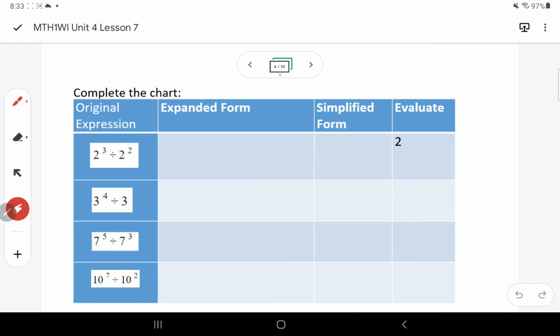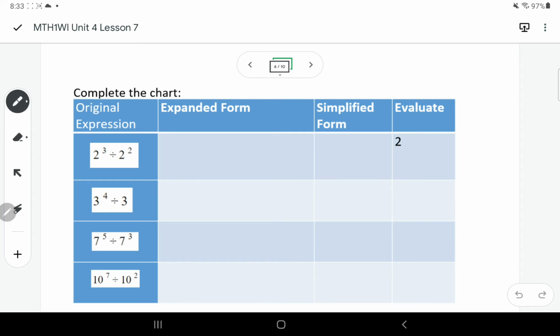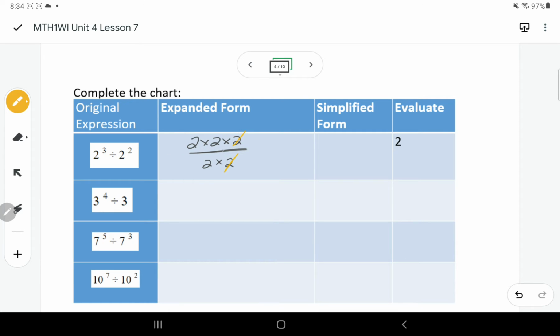So we're going to do the same for the chart for the division. We're going to follow that pattern through again. So here I've got 2 cubed, so 2 times 2 times 2 divided by 2 squared. And if you write this out and then show you're reducing, we can simplify this to 2 to the exponent 1, which is just 2. So again, if you guys pause this video, stop it here and go through and fill in the rest of the chart, and then unpause when you're ready to continue to check your work.